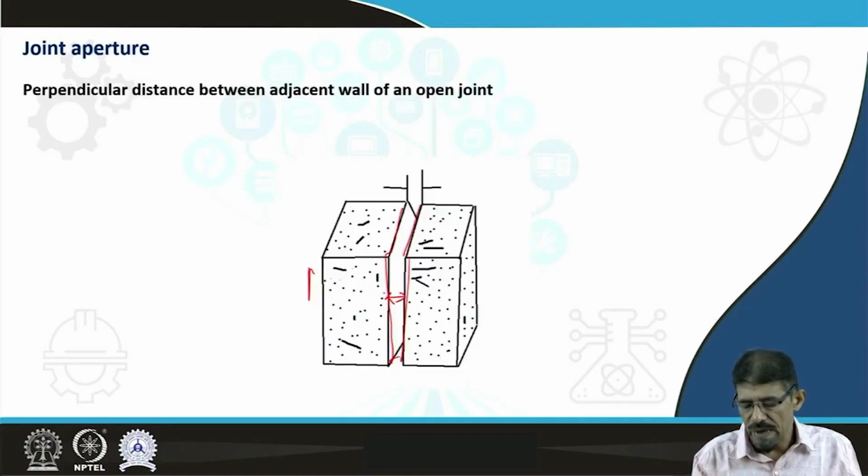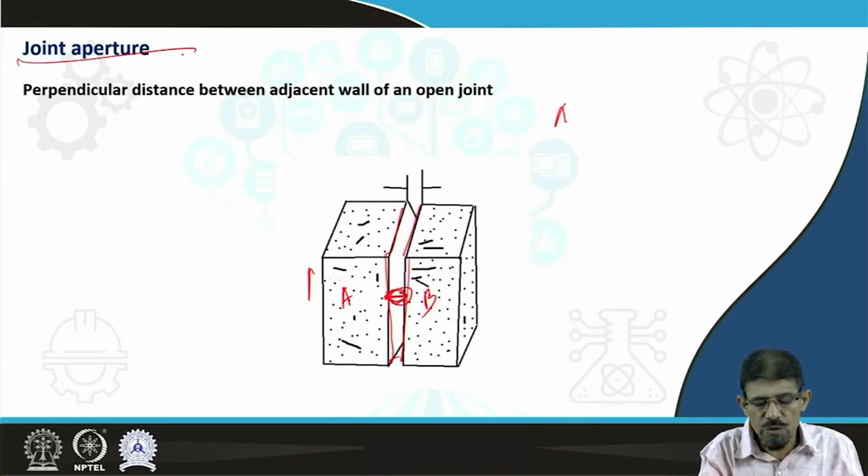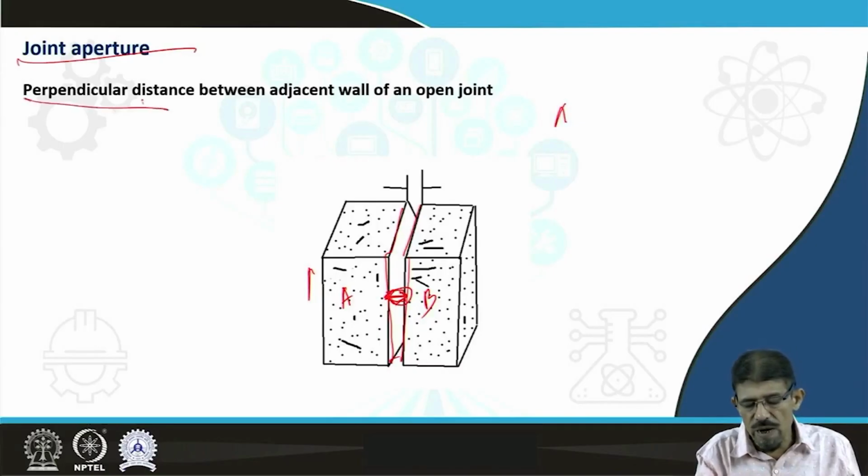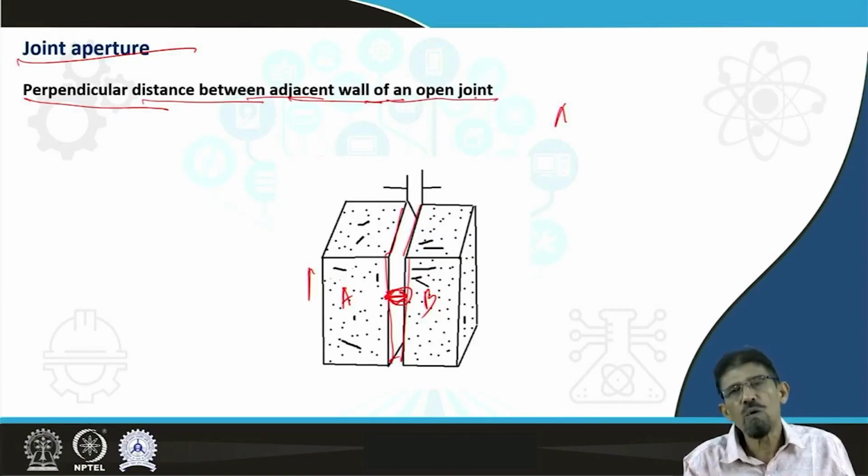However, in the case where we measure the perpendicular or normal distance between block A and block B, where the joint is going to separate, this distance we recognize as aperture, joint aperture: the perpendicular distance between adjacent blocks of an open joint.